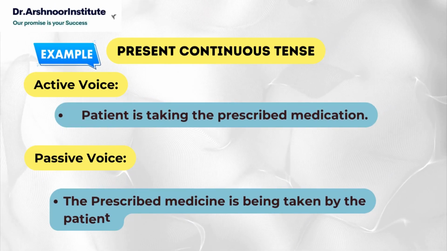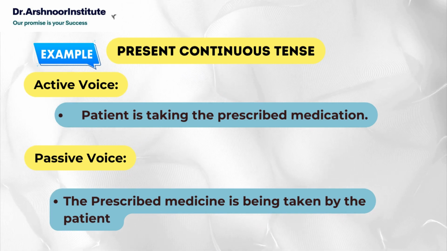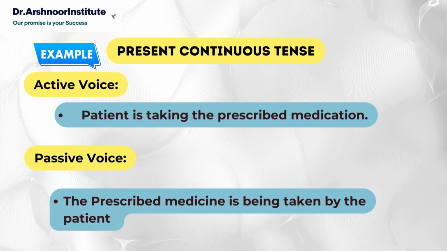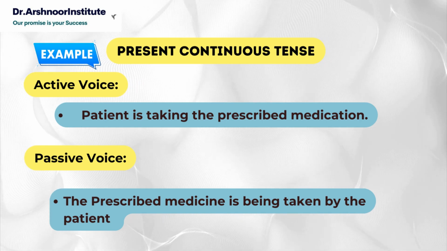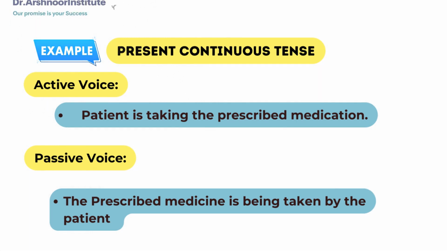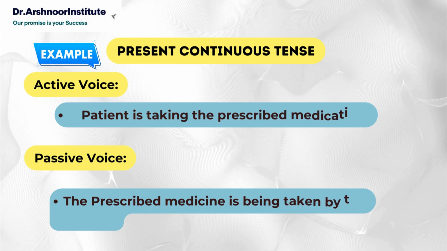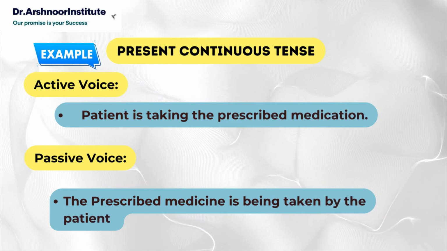Present continuous tense. Now let's see some examples of present continuous tense. In the active voice: patient is taking the prescribed medication. When we use it in the passive form: the prescribed medicine is being taken by the patient. And similarly, we change the formula.